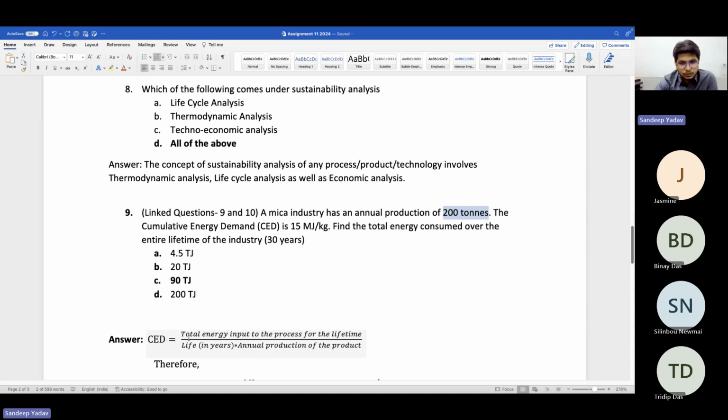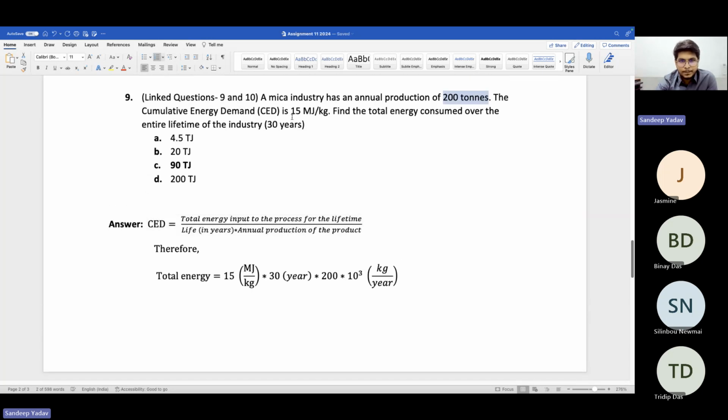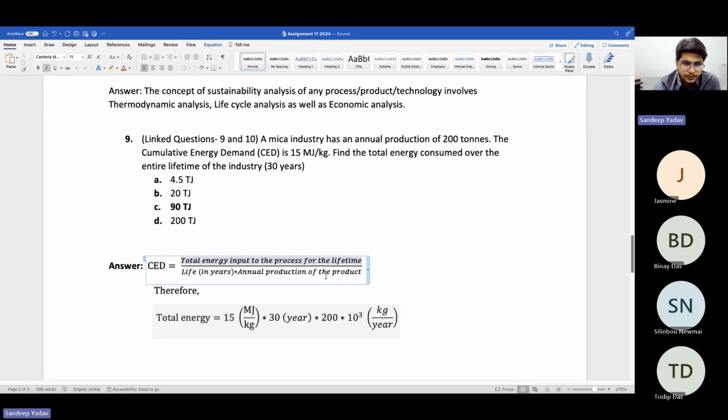So CED is equal to the total energy input of the process for the lifetime divided by the life into annual production. We know the annual production is 200 tons, so we have to multiply by that. To convert tons into kg, we multiply by 10 to the power 3, and we know the lifetime is 30. So total energy input we can calculate as 15 into 30 into 200 into 10 to the power 3.